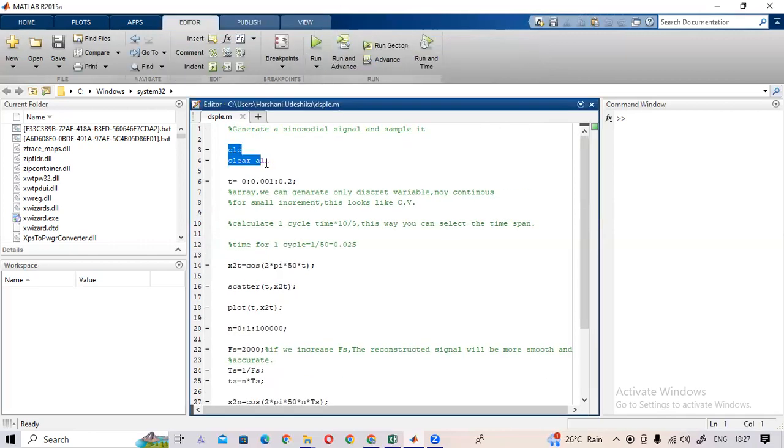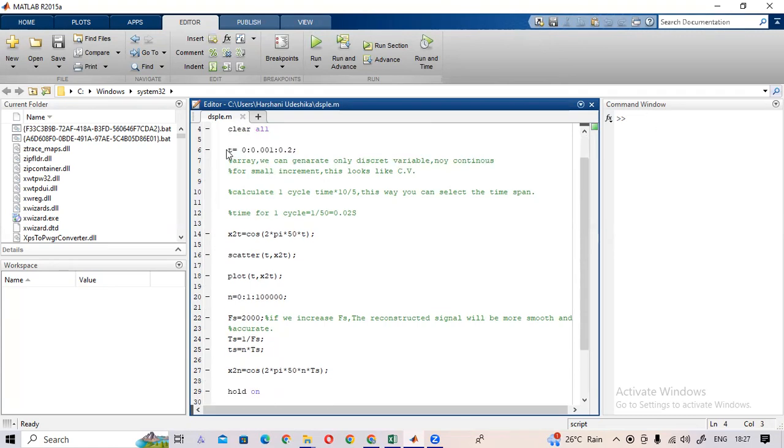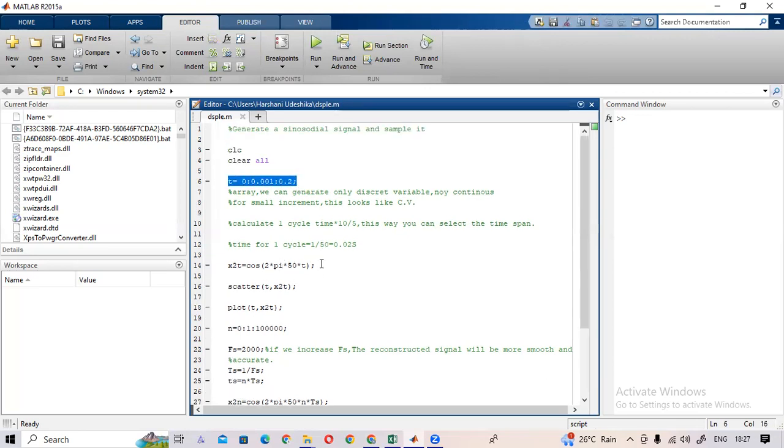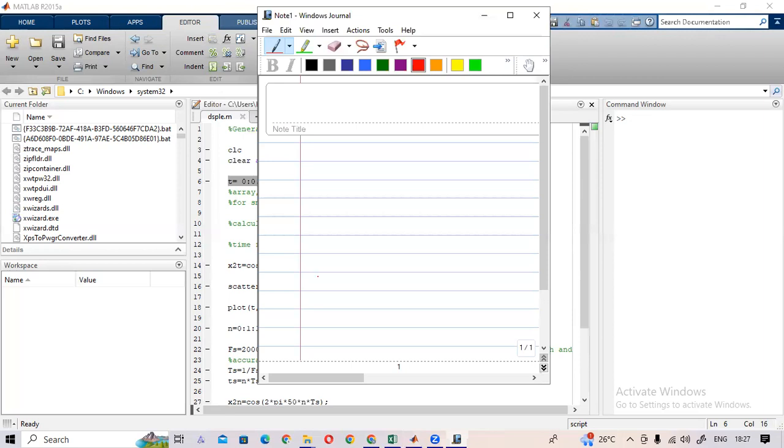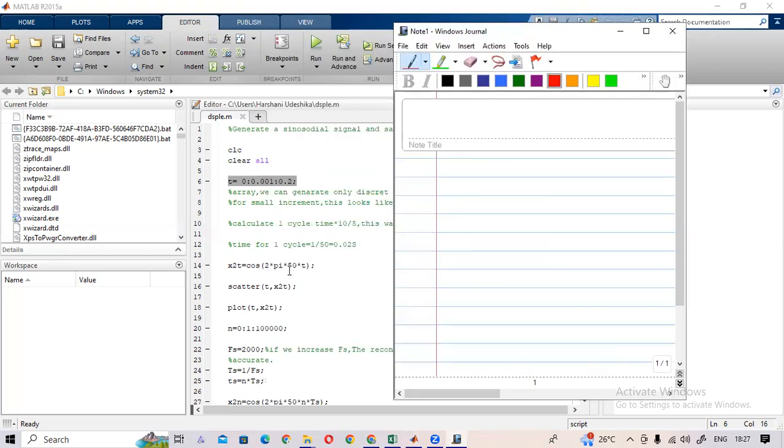These first two commands, clc and clear all, we use to clear the workspace content and the content in the command window. Then this is a time domain signal. We draw a time domain signal. This is a sinusoidal signal. This is the signal we have drawn.